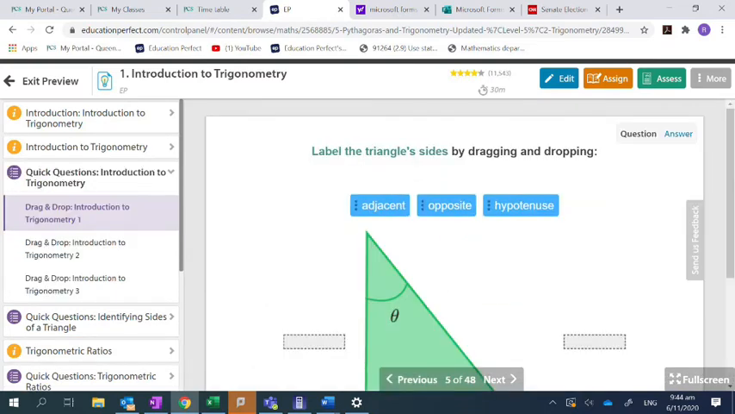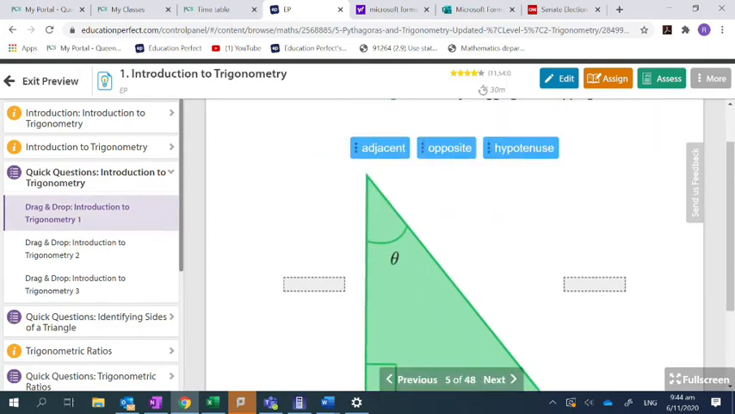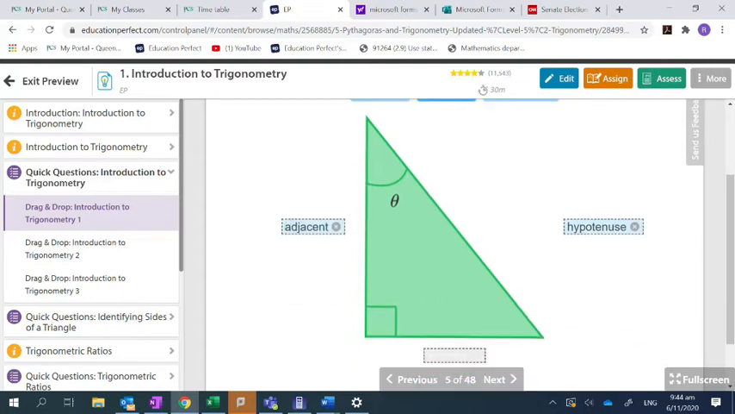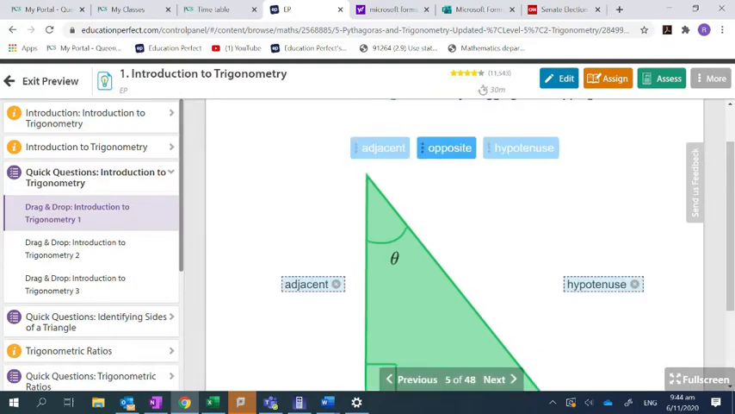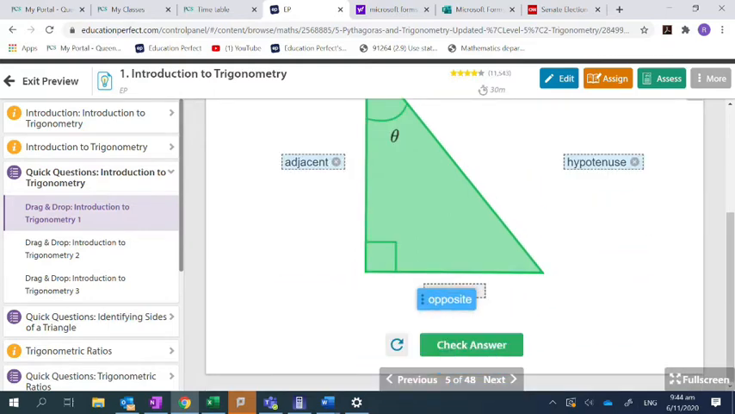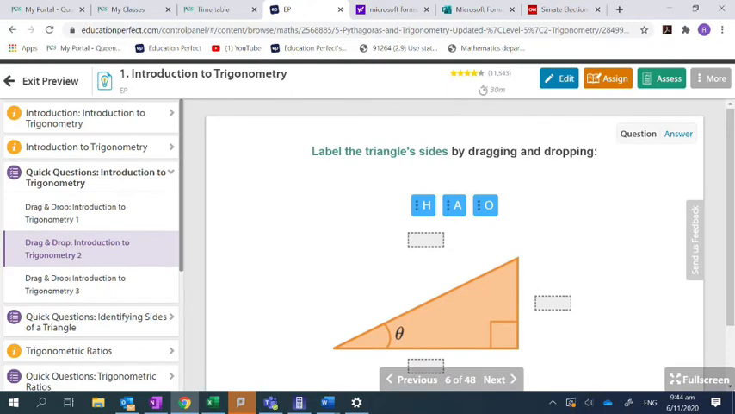Label these sides by dragging and dropping. First of all, we always want to first talk about the hypotenuse. The hypotenuse is which one? The long one on the right. So that's this one. Here's our angle. The line right next to it is called the adjacent. And the one straight across from the angle is the opposite. Words you're familiar with, ideas that are pretty easy. Always remember, everything is based on the angle, though.